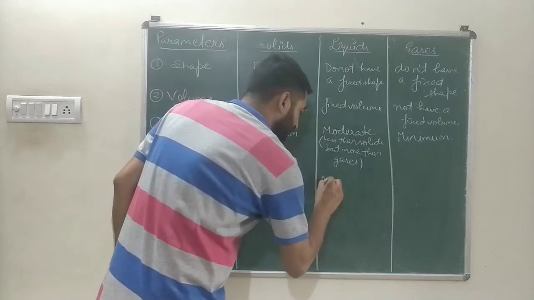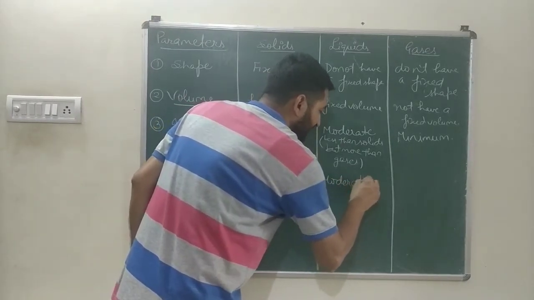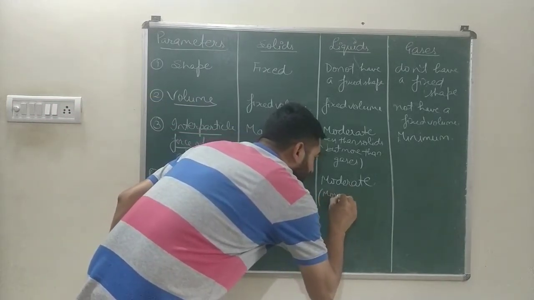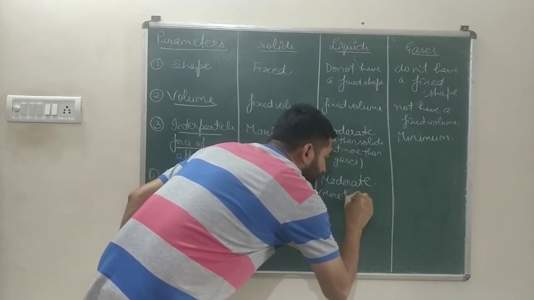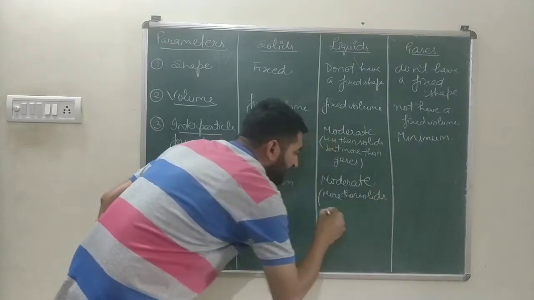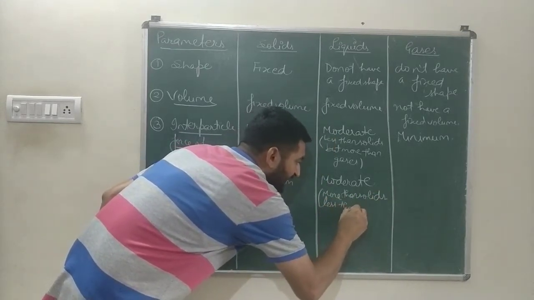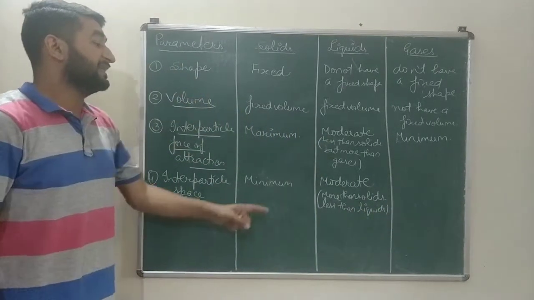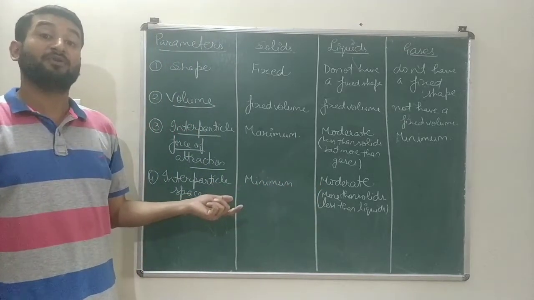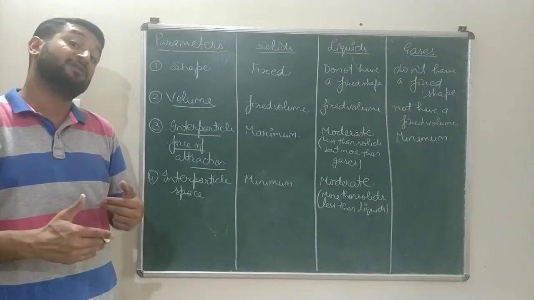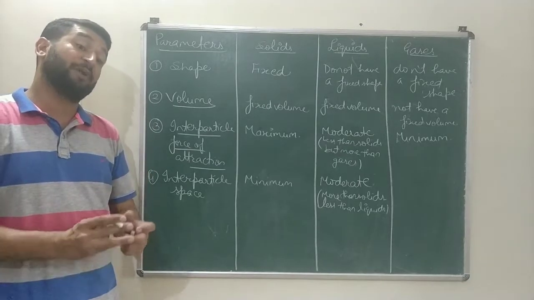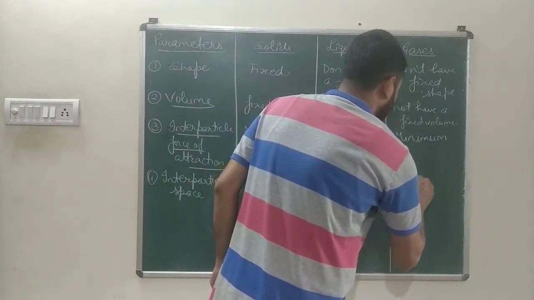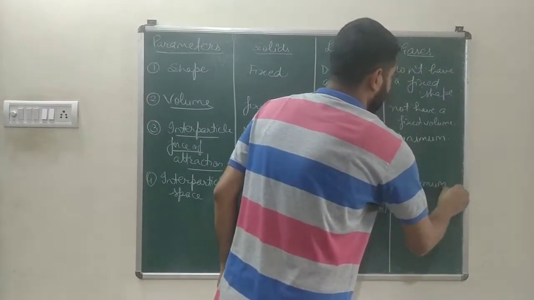Next, liquids, they have a moderate interparticle space. This moderate means more than solids and less than gases. That means their interparticle space is more than solids. Why? Because they have less interparticle force of attraction. Force of attraction कम है solid से, तो space ज़्यादा है solid से. And the gases have maximum interparticle space.